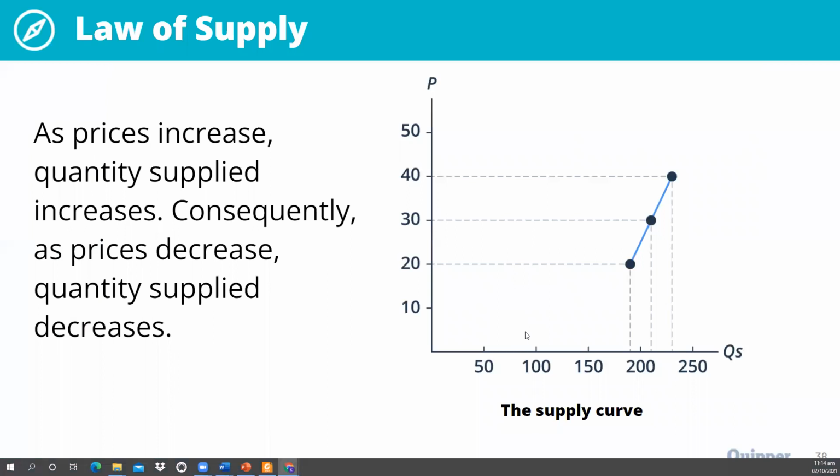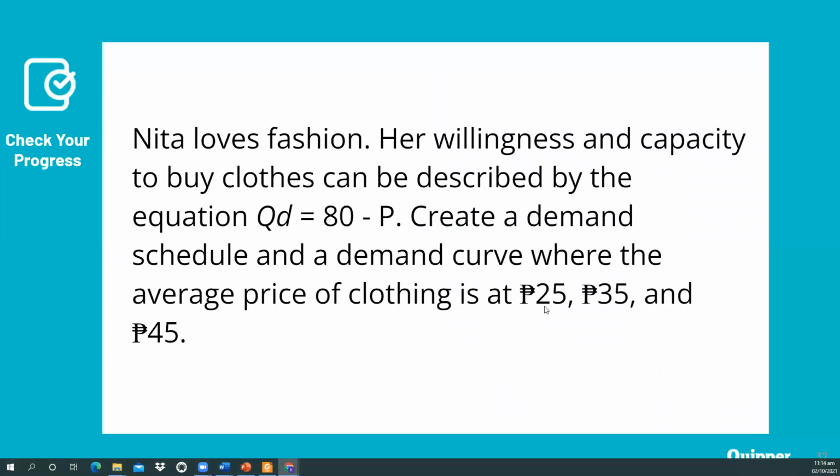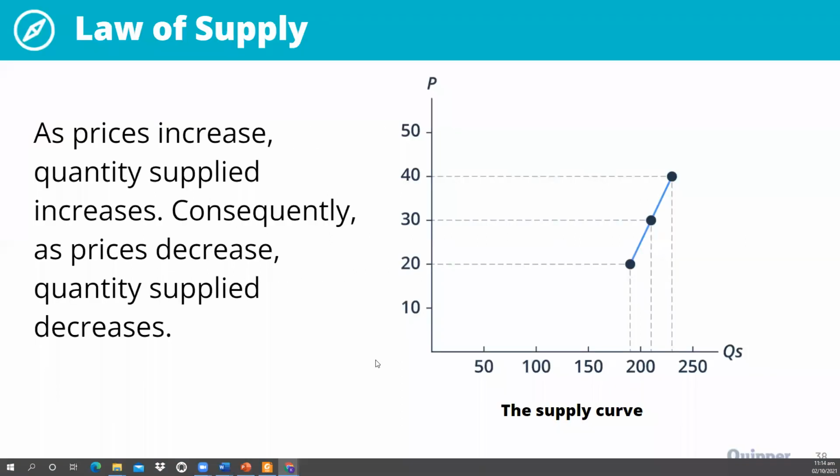Okay? Tama ba yung compute ko? 80 minus 25, 55, 45, and then 35. Okay? Yan. So as price increases, the quantity supplied increases as well. So consequently, as price decreases, the quantity supplied decreases.